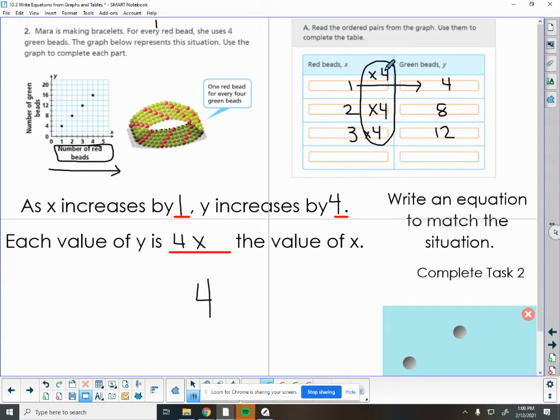What did we multiply by 4? Well, all of these numbers are represented by x. And when we do 4x, that's going to equal y. So we just plug in those variables. We replace what this here stood for, x. What did we do to it? And it equals the second variable. So go ahead and complete task 2, and then come back when you are ready for task 3.